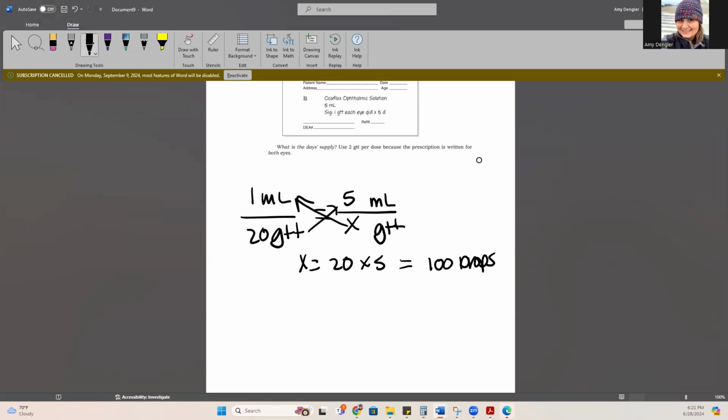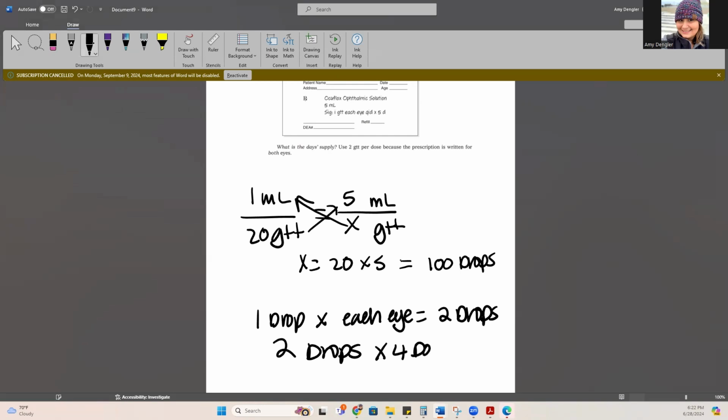Now we need to find out how many drops they're using. So they're doing 1 drop in each eye, which it told us that we should use 2. So we are using 2 drops. And then we're doing 2 drops 4 times a day. So 2 times 4 is 8. That means we're using 8 drops a day.